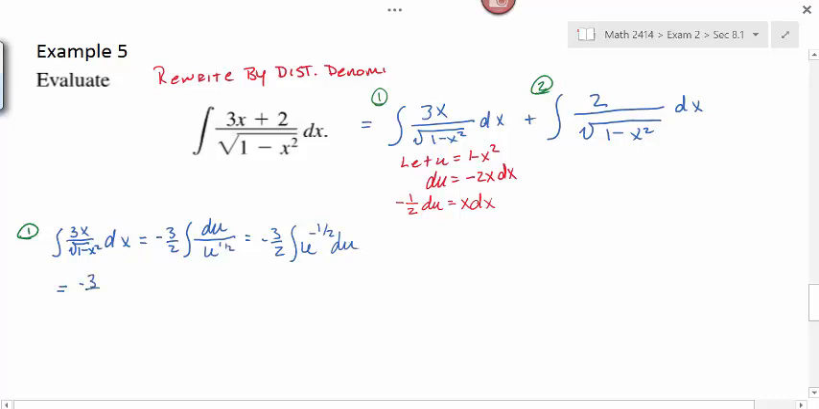I have negative 3/2 times, when I add 1 to that exponent, I get 1/2, and then I divide by 1/2. That's the same thing as multiplying by 2. u to the 1/2 plus c. That simplifies then into negative 3 square root of u. But what was u equal to?